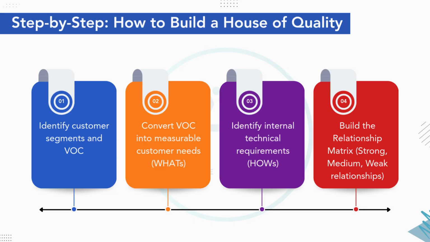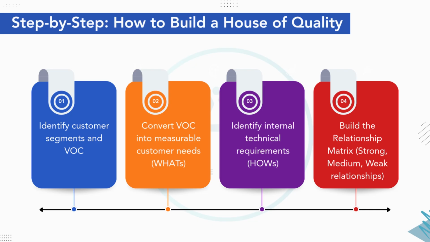Step 2. Convert VOC into measurable customer needs, WHATs. Take the VOC data and translate it into specific, actionable customer needs. These are called the WHATs, what the customer truly wants. Step 3. Identify internal technical requirements, HOWs. Now, define how your team or organization will meet those customer needs. These are your technical responses, also known as the hows.